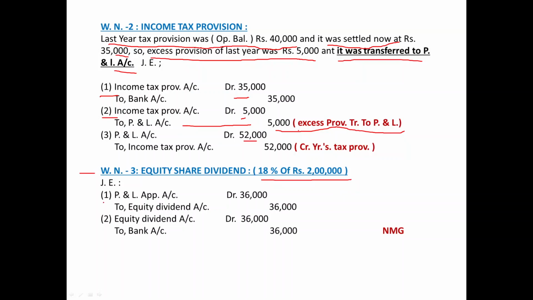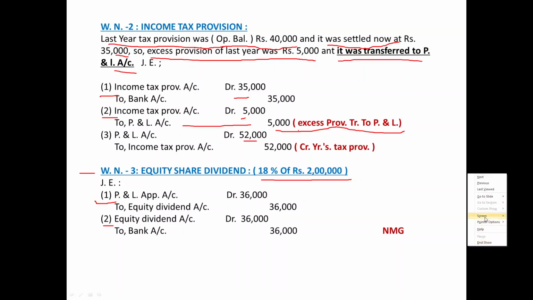Profit and loss appropriation account debit 36,000 to equity dividend account credited 36,000. You know, profit is a distribution, appropriation of profit. तो पहले profit and loss appropriation में से आपको लेना है and then afterwards payment. So second journal entry, equity dividend account debited to bank account credited 36,000.